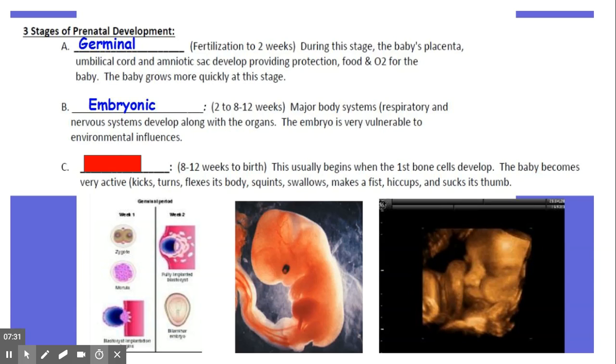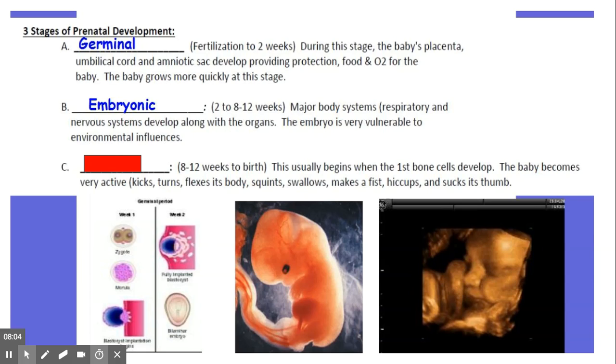We move then again to the embryonic stage, roughly 2 weeks, up to 8 to 12, depending upon the child. The major body systems, respiratory and nervous systems, are all developing along with the organs. The embryo is very vulnerable to environmental influences at this moment in time. And unfortunately, because of how far along it is within the developmental stage, it is possible that an embryo could be developing and the mother may not even realize that she has conceived.